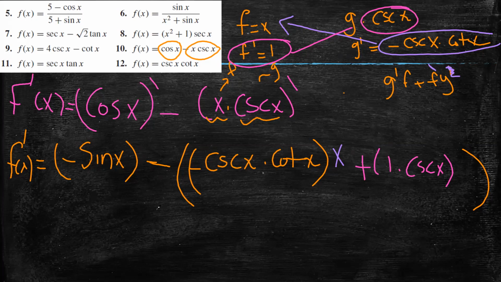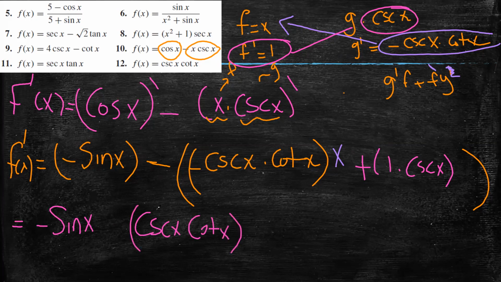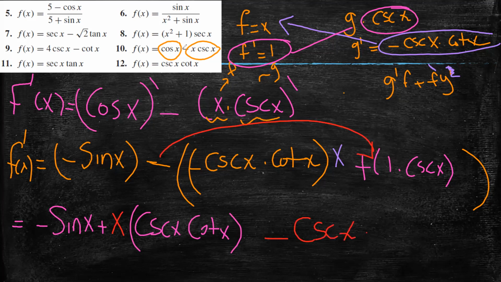So then, after that, here, it will be now negative sine x. Then minus times minus is a plus. So plus cosecant x cotan x times x. Then this minus times plus, it will be minus cosecant x. This will be the final answer. Is it clear now?